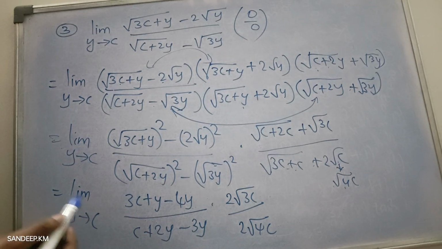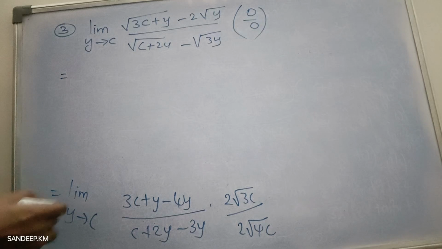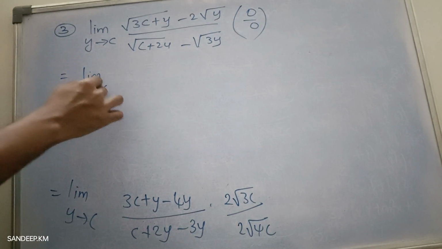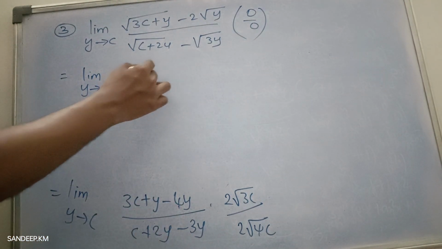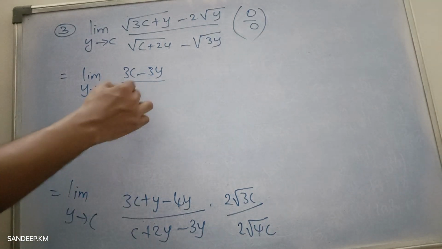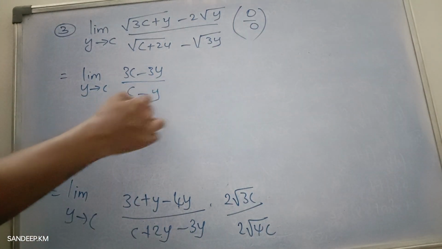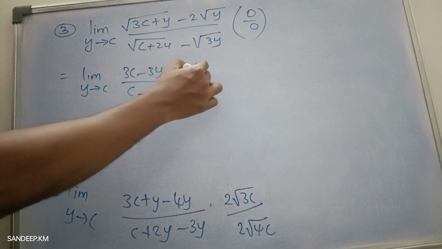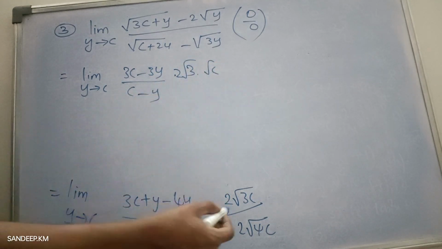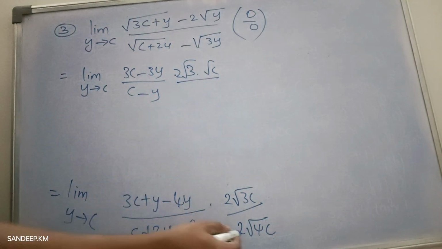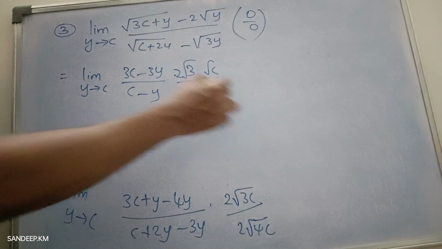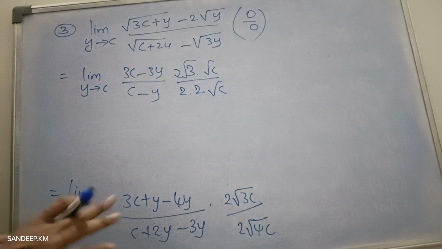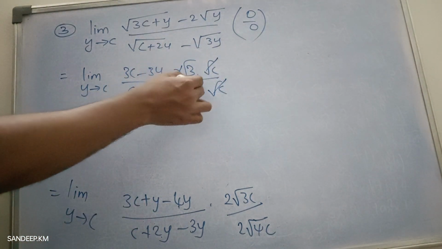Okay. Next, so I'll just erase a part of the solution. So limit y approaches c, this is 3, yes, this is 3c, and y minus 4y is minus 3y. This is c, and plus 2y minus 3y is minus y, into, I can write this as 2 root 3 into root c. Correct or not? Root of 3c is root 3 into root c. This is 2 into root 4 is 2 and root of c. Okay, root c and root c get cancelled. 2 and 2 will get cancelled.